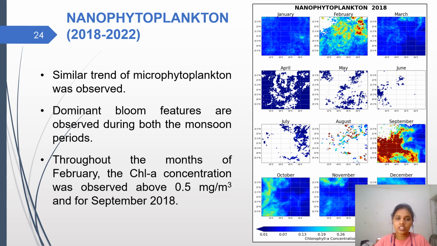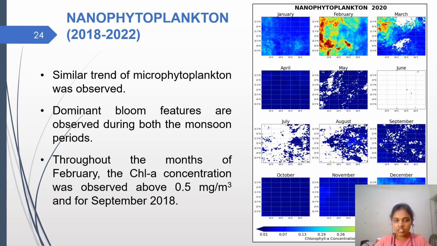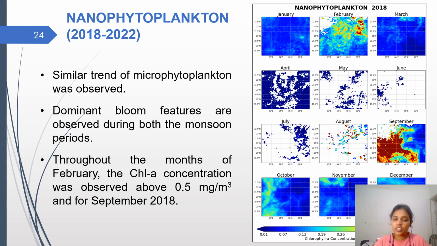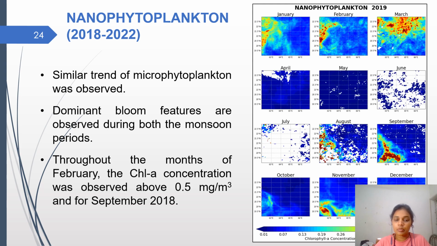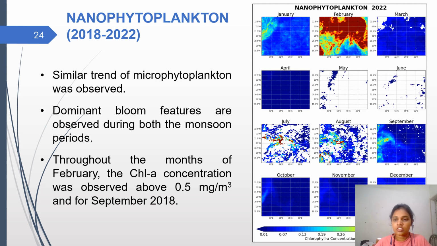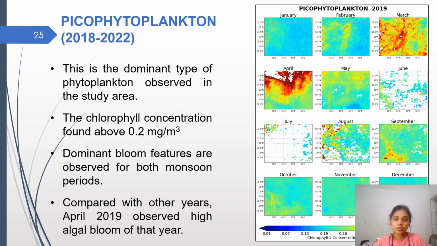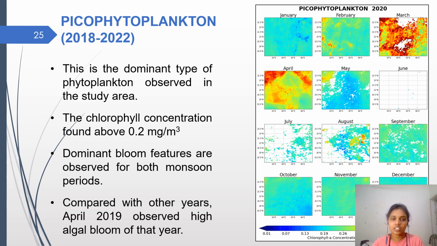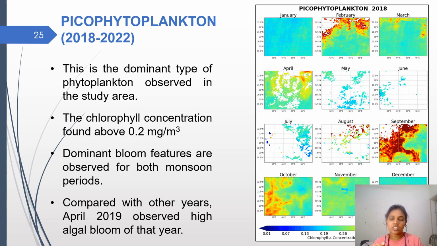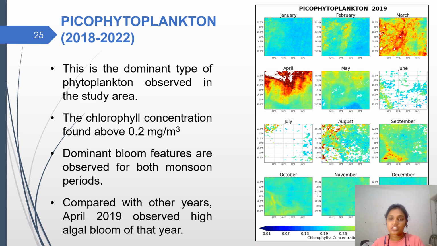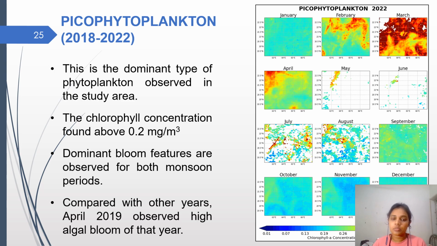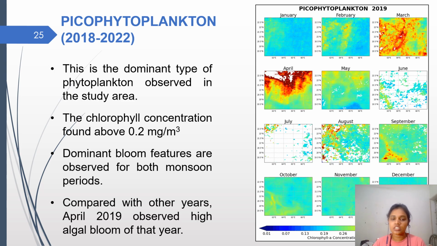This is nanophytoplankton, which shows a trend similar to microphytoplankton, and its dominance can be seen in both monsoon periods. Throughout the month of February, the chlorophyll concentration is above 0.5 mg per meter cube, same as microphytoplankton. This is picophytoplankton, which is observed to be the most dominant in the study area over these years, and in both monsoon periods we can see high chlorophyll concentration, especially in March, April and September. Compared with other years, April 2019 has the highest algal bloom.